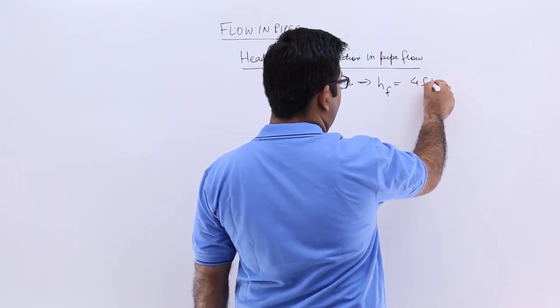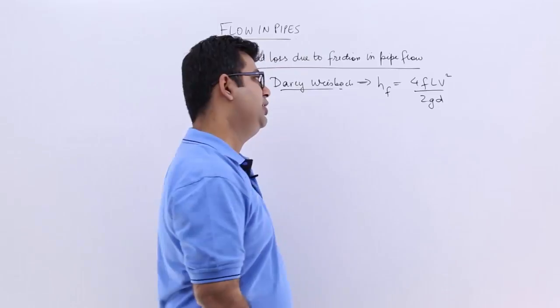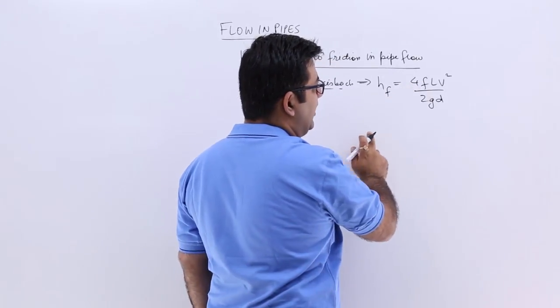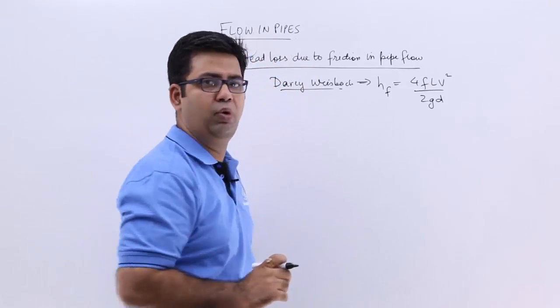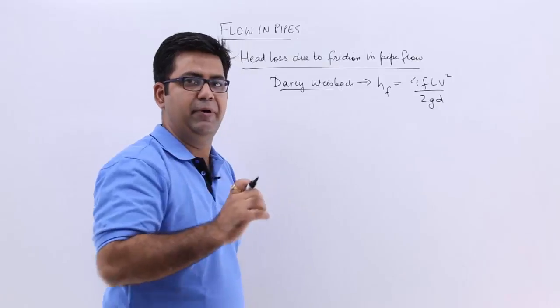4 F L V squared upon 2 into g into D, where F is the friction factor, L is the length of the pipe, V is the velocity of the flow in the pipe, g is the gravity, and D is the diameter of the pipe.